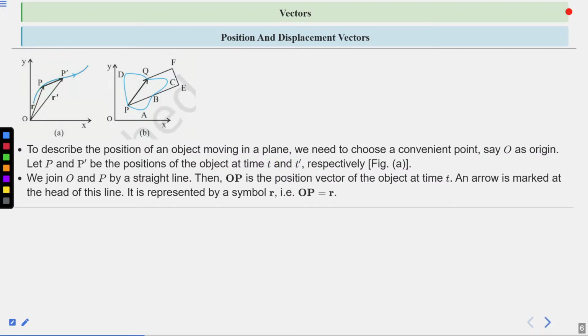We join O and P by a straight line. Then OP is the position vector of the object at time t, and an arrow is marked at the head of this line. It is represented by the symbol r. So OP is equal to vector r. So OP represents position. Clear? Now if we talk about r prime, is r prime a position vector or not? Yes, r prime is a position vector.